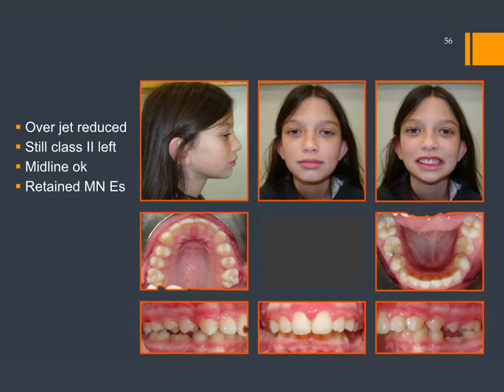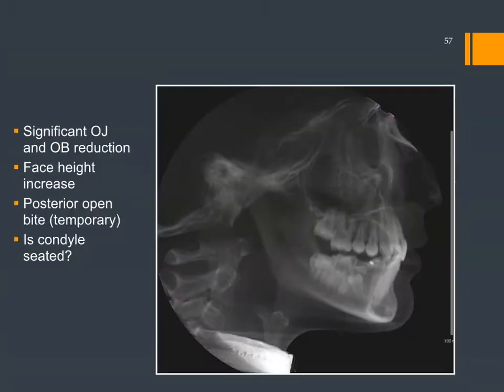The midline's looking pretty good. She still has her retained E on the left and on the right. She's going to need work in the future, obviously. But let's look at the x-rays here. So this x-ray shows that there's quite a bit of overjet and overbite reduction. Face height increased. Upper incisors tipped back a lot.